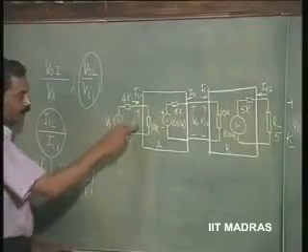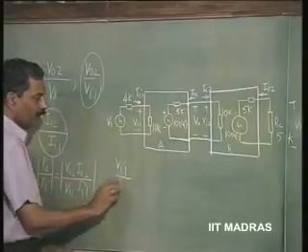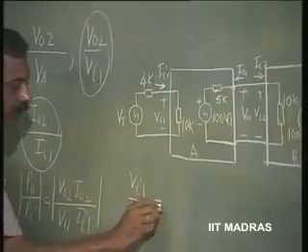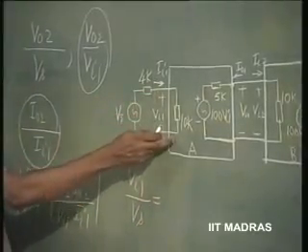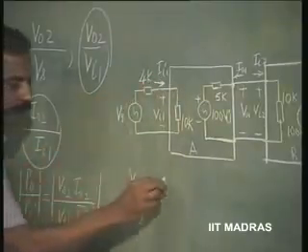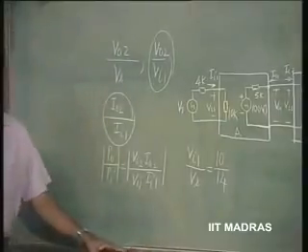First let us go from here. Vi1 divided by Vs, what is it? Vi1 divided by Vs is 10 divided by 10 plus 4. That is already evaluated.